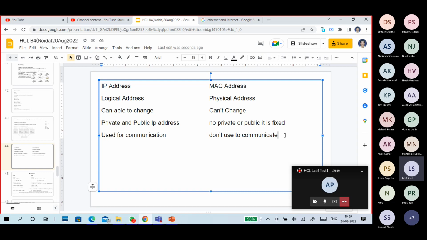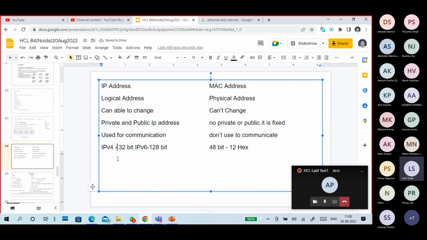A MAC address is represented in hexadecimal; it is 12 hexadecimal digits. An IP address is a 32-bit number. IPv4 is 32-bit, and there are two versions: IPv4 32-bit and IPv6. How many bits? 128 bits. For the MAC address, there are not two versions. How many bits? 48 bits, represented in 12 hexadecimal digits.